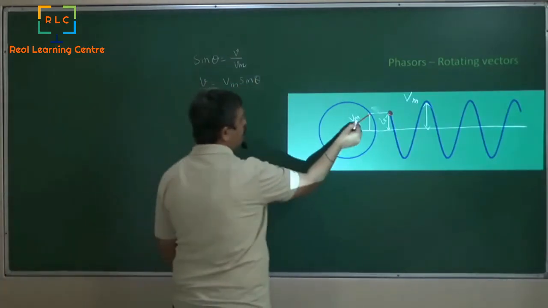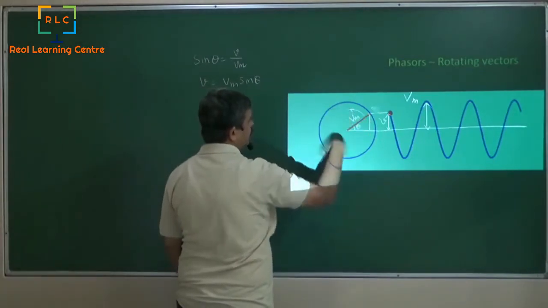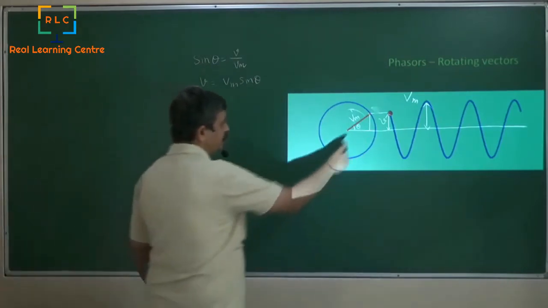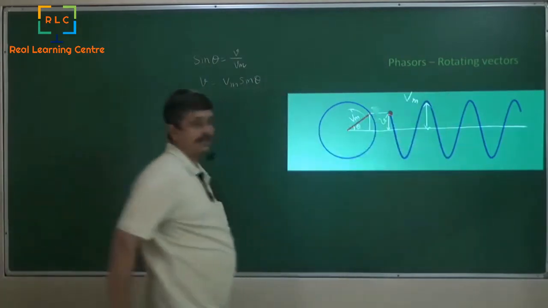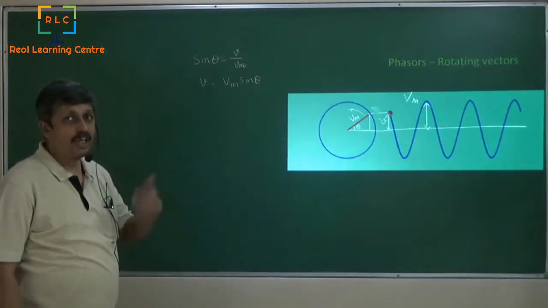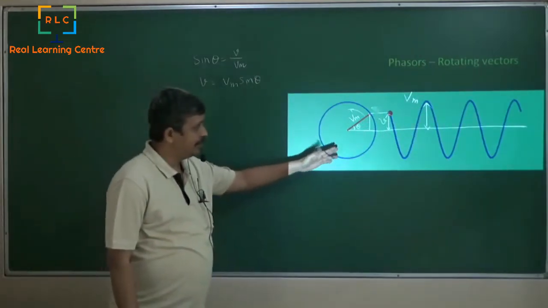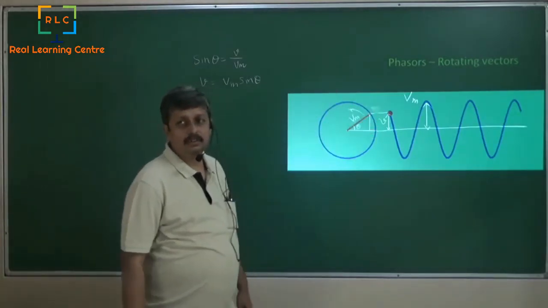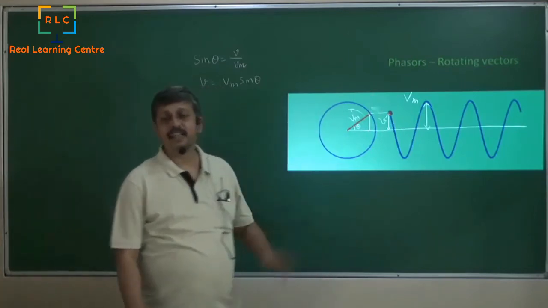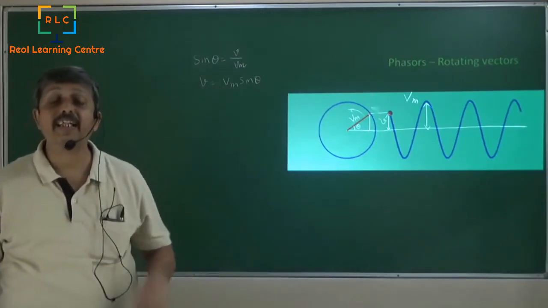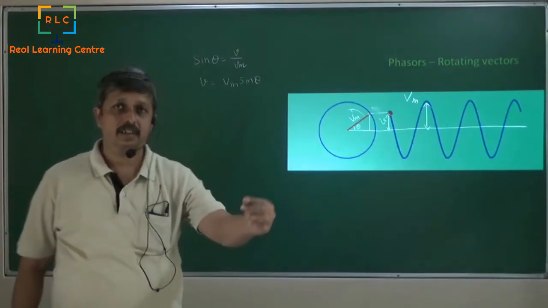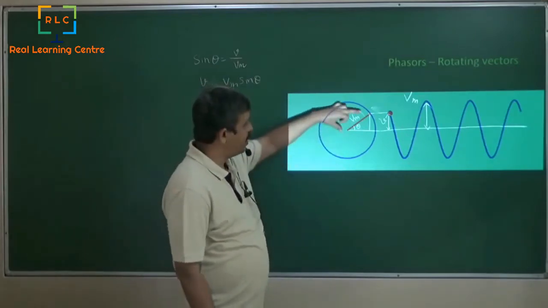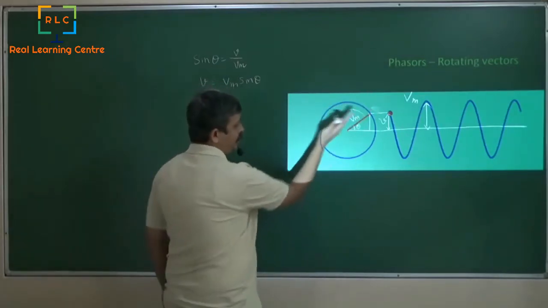And if theta varies, you can see that this dot traces this part. So it is like the wave. The wave can be seen as just Vm, if you take the radius of the circle and take it around, it basically varies exactly like that. So we can say that the voltage is nothing but a rotating vector.